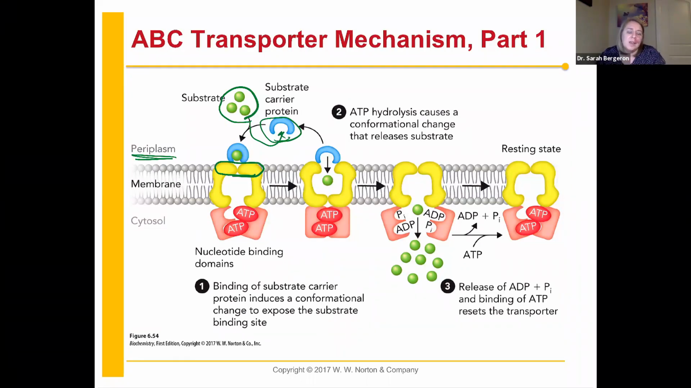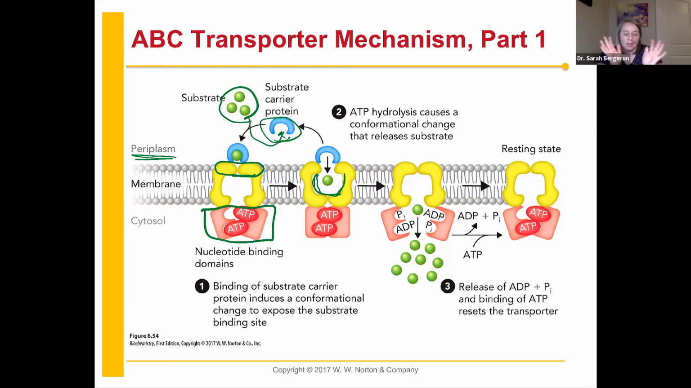And it's going to do two things. It's going to induce a conformational change that is going to expose the internal substrate pocket. So here's the internal substrate pocket for that substrate. So the substrate is going to be able to go in. Now the other thing that happens, you've got to look at the bottom. Here, this is the nucleotide binding domain.